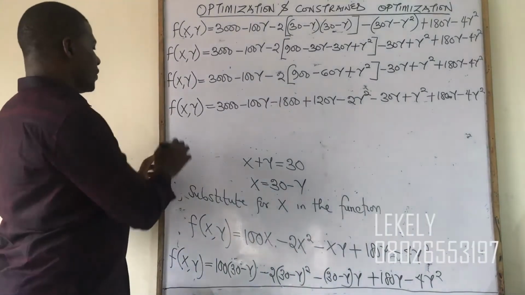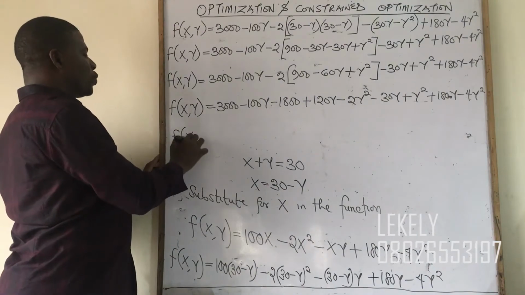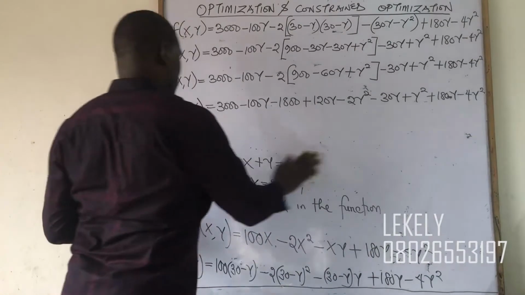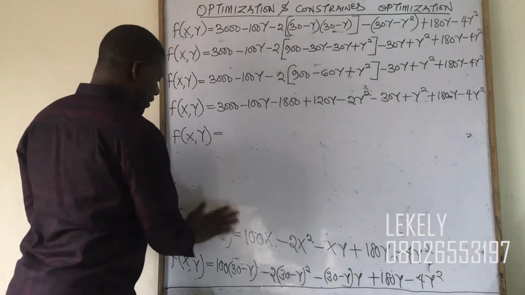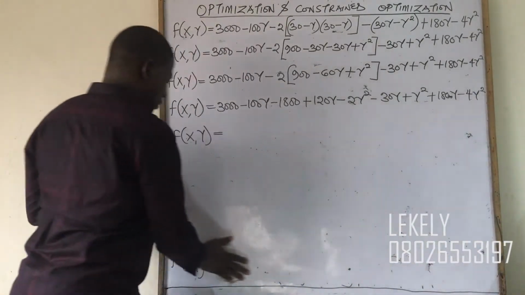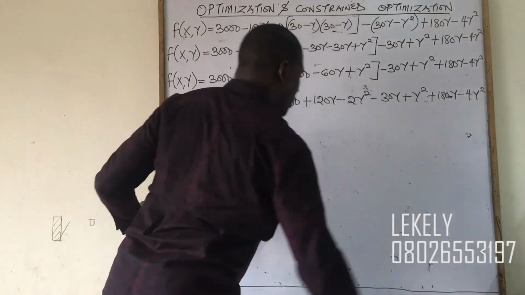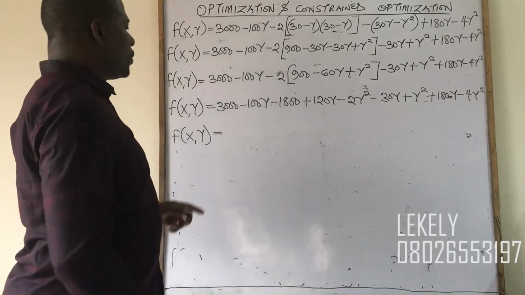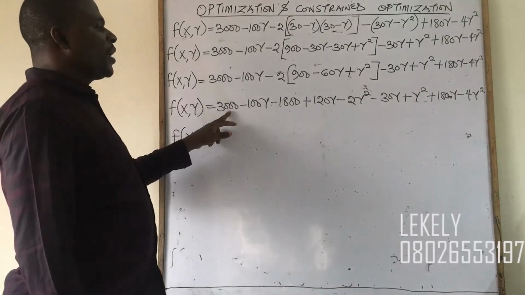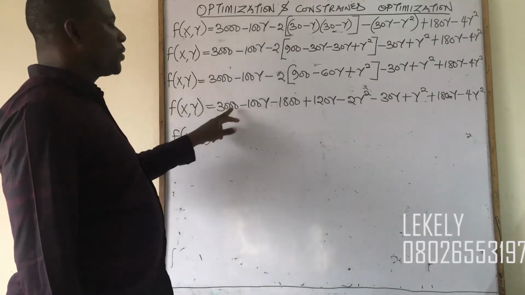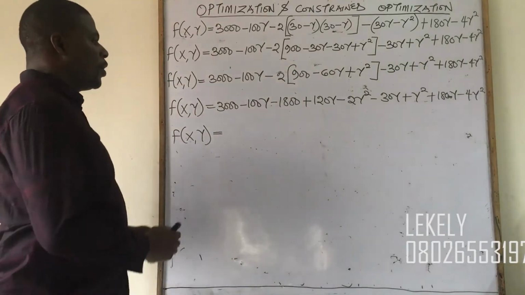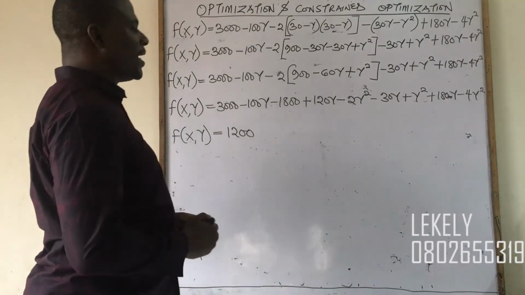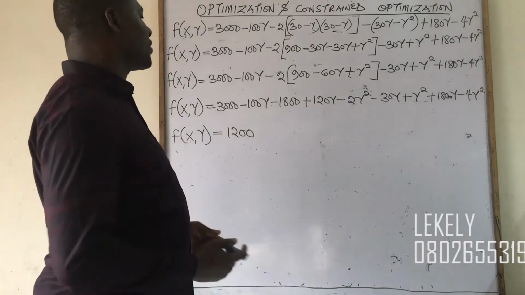So having done this, I can say my f of xy is equal to 3000 minus 1800. Of course, that will give me 1200. Do I have any other constants? I don't have any other constant.